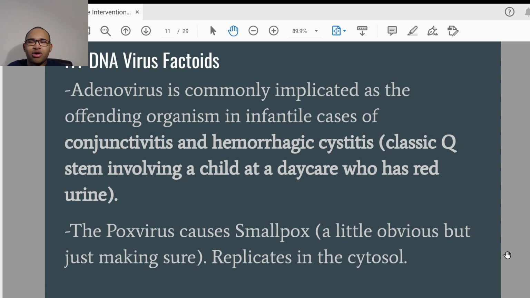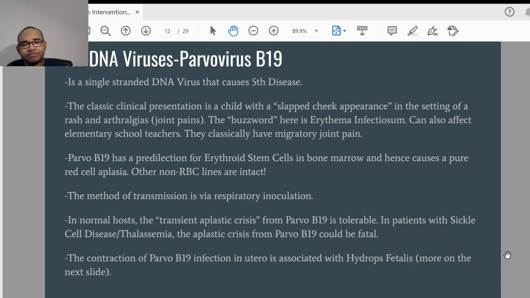You irrigate the bladder when a person is taking cyclophosphamide, right? And then don't forget the pox virus, right? It causes smallpox, and again, it replicates in the cytosol.